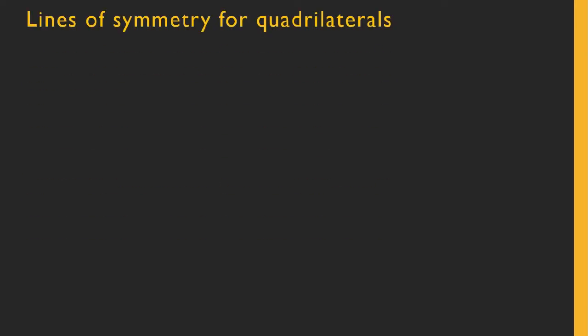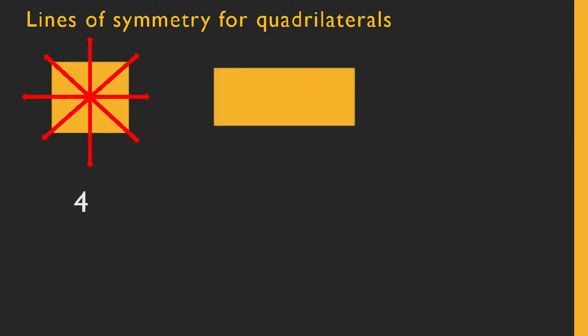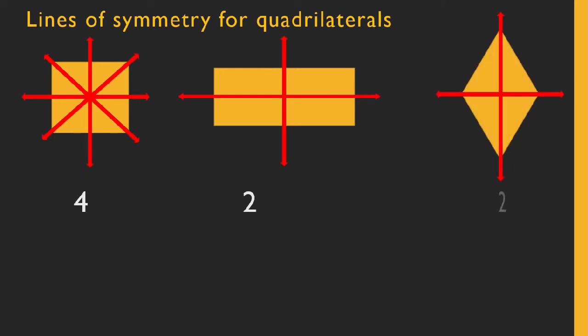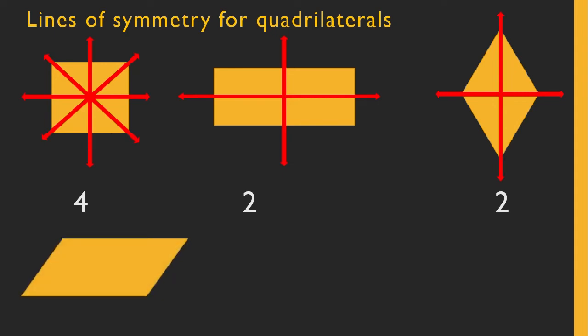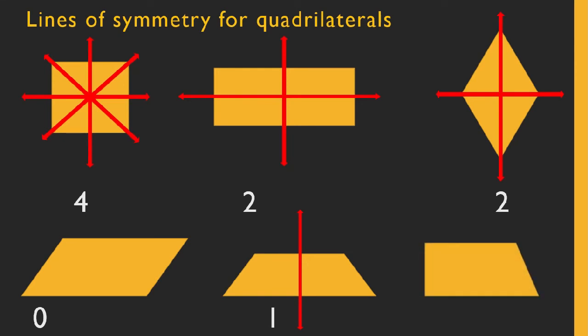Now, lines of symmetry for quadrilaterals. I have a square, so I can draw 4 lines of symmetry for the square. I have a rectangle. Okay, rectangle, I can draw only 2 lines of symmetry like this. So the rectangle has 2 lines of symmetry only. For the rhombus, I have 2 lines of symmetry only. For the parallelogram, I don't have any lines of symmetry. For the isosceles trapezium, I have only one line of symmetry. And for the trapezium, I don't have any lines of symmetry for this one.